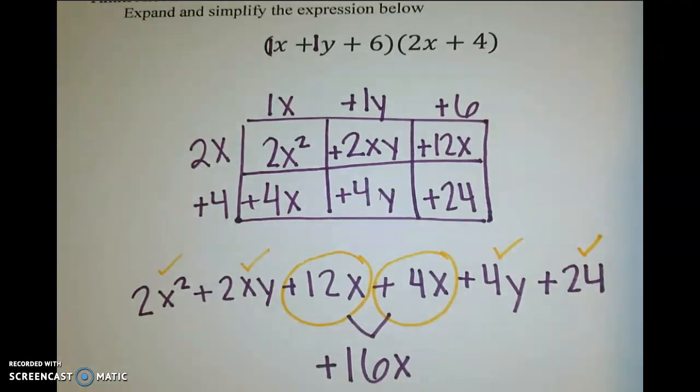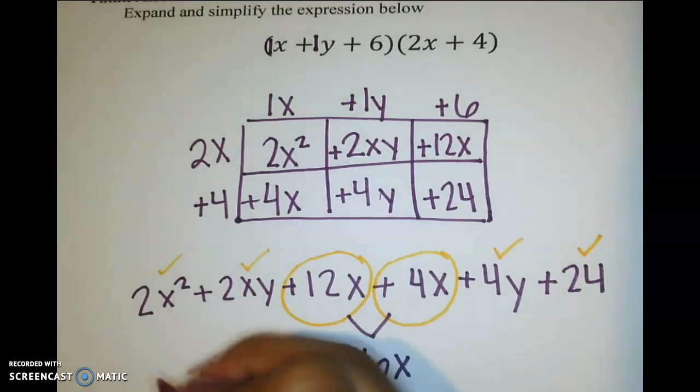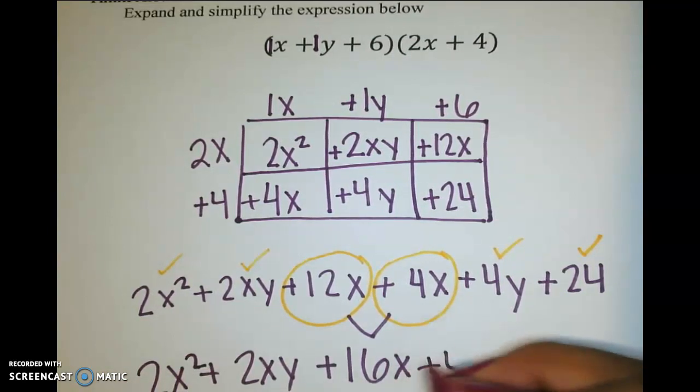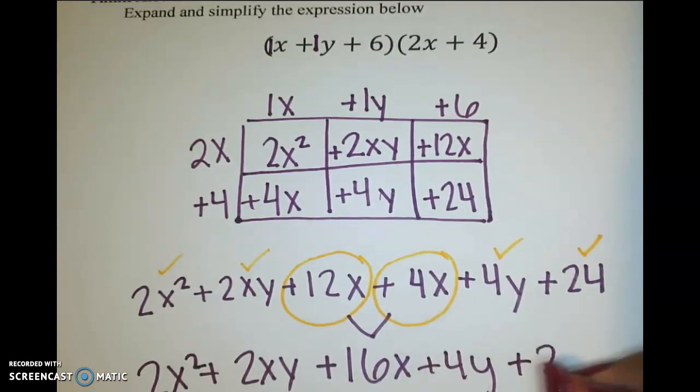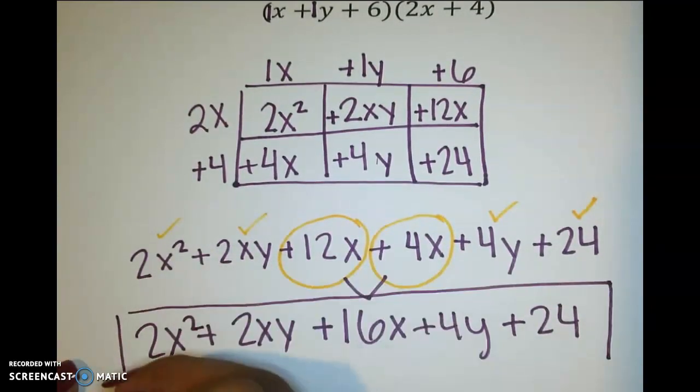So I'm going to drop what I see. 2x squared, and then 2xy, 16x, a positive 4y, and a positive 24. This is my answer.